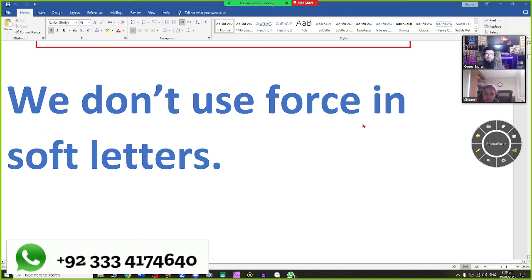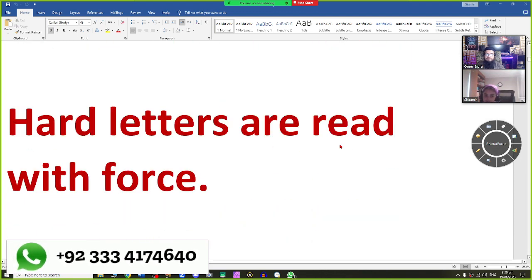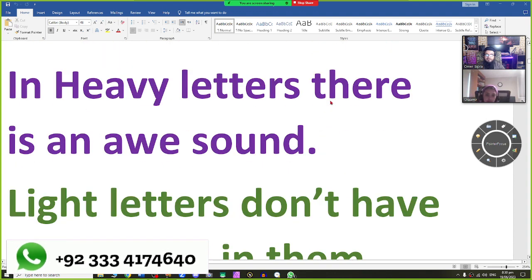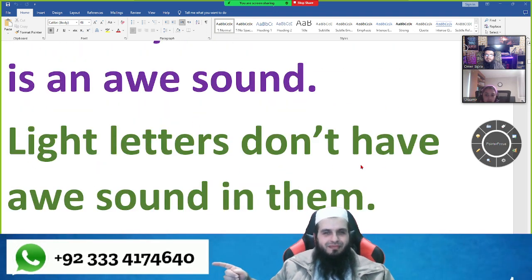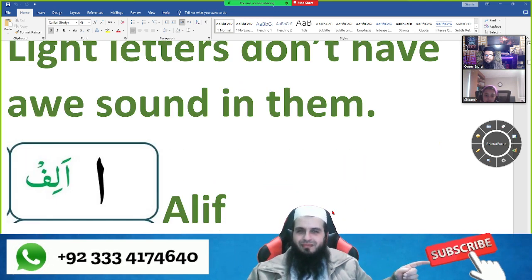All right, Amina, can you please read it? We don't use force in soft letters. Hard letters are read with force. Good job. In heavy letters, there is an aw sound, and light letters don't have an aw sound in them. Good job. Mashallah, you did it.